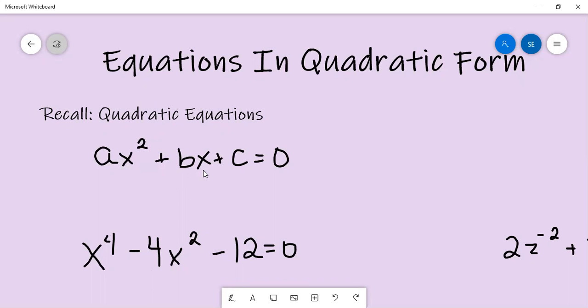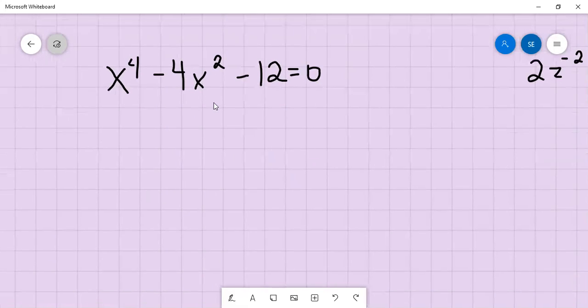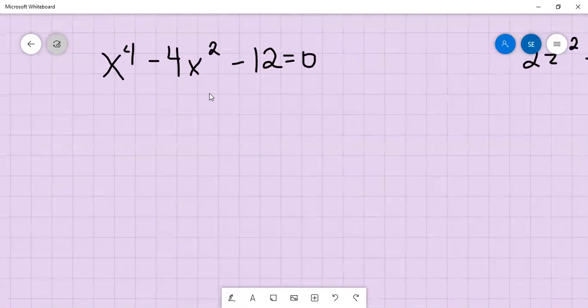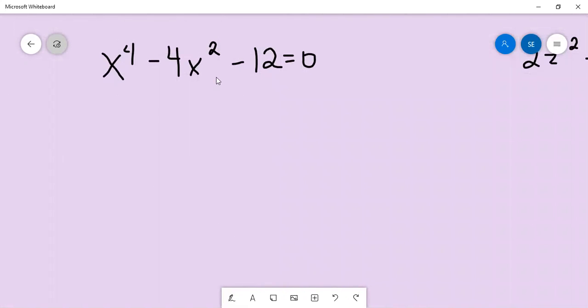So I just wanted to go through a couple of examples. I'm going to move this down so we have some space to work. So we have x to the fourth minus 4x squared minus 12 is equal to 0. What we need to notice is that our leading term is x to the fourth, and this term is x squared. So the first term is the square of the second term. So this could be x squared, x to the fourth. It could be x cubed and x to the sixth, or x to the fourth and x to the eighth. As long as this exponent is 2 times this exponent, we can treat it as a quadratic equation.